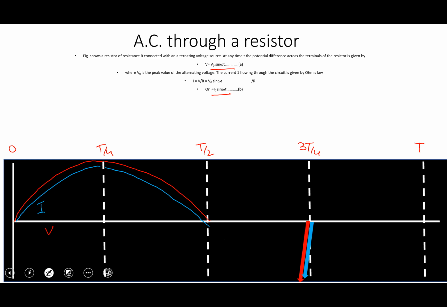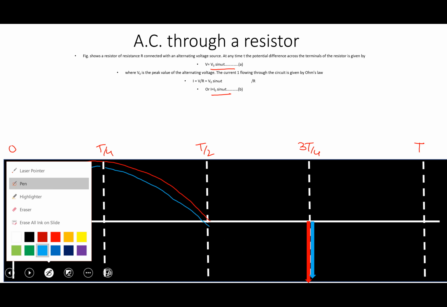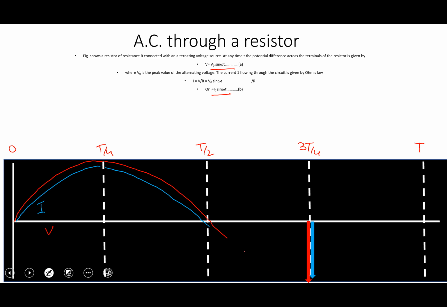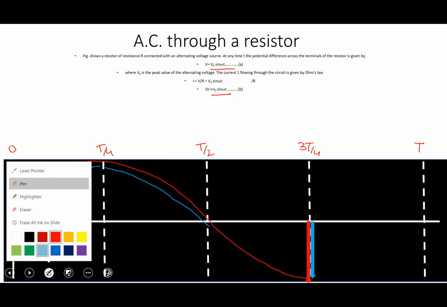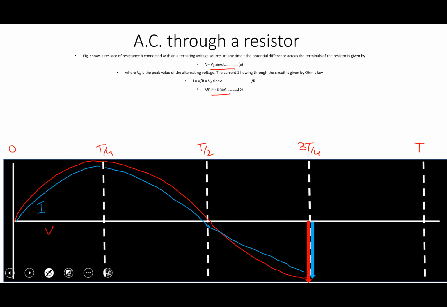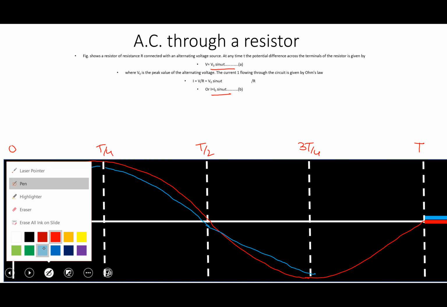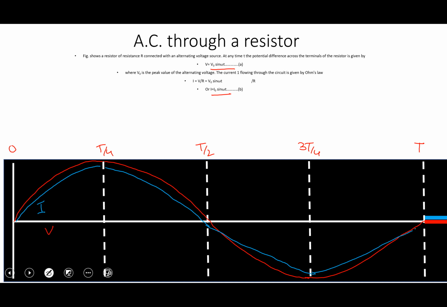As it rotates again, at 3T by 4 the voltage goes to the negative side, as it is now in the opposite direction, and the same is the case with current as well. If we continue to the last point, the voltage goes back to 0 again because it is in the horizontal position, and so does the current. So this is the representation, clearly shown like this.